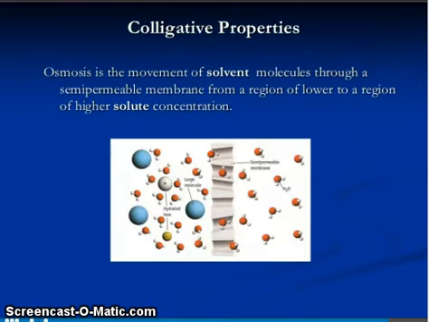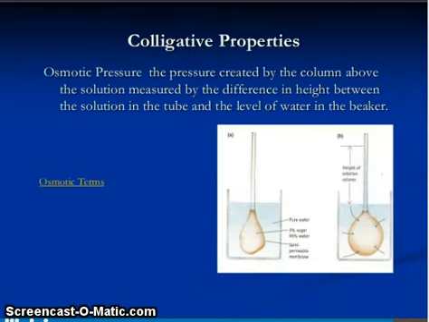Osmosis is the movement of solvent molecules through a semi-permeable membrane from a region of lower to a region of higher solute concentration. Osmotic pressure is the pressure created by the column above the solution, measured by the difference in height between the solution in the tube and the level of the water in the beaker.